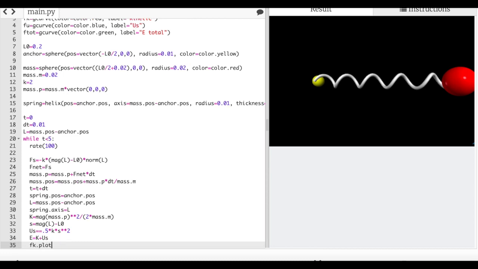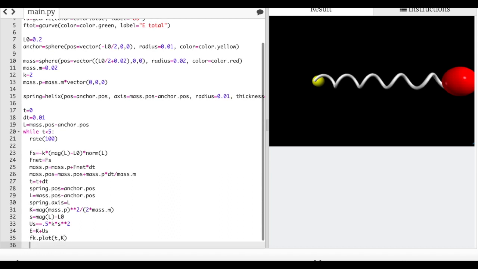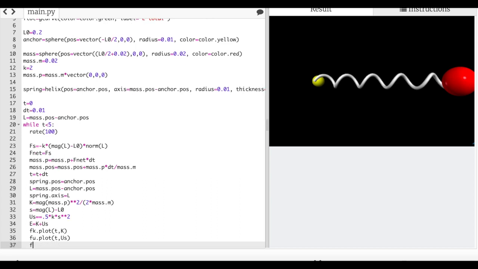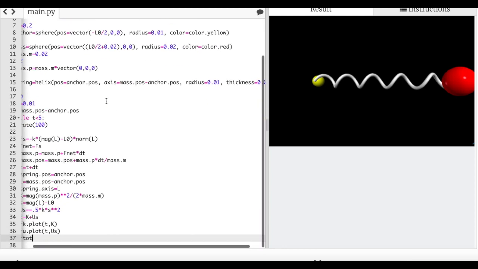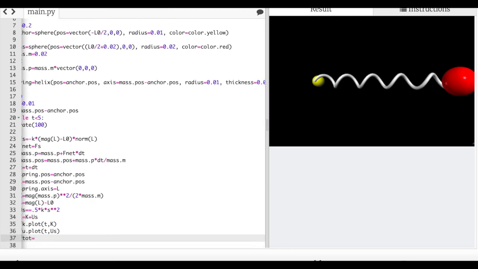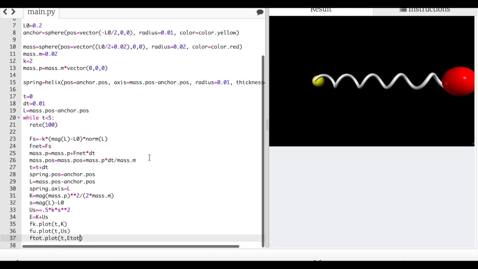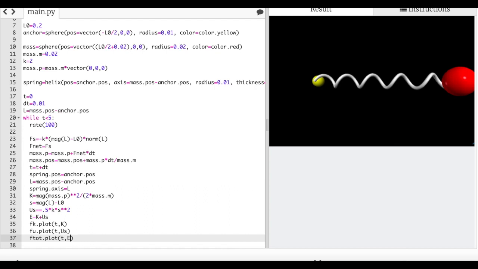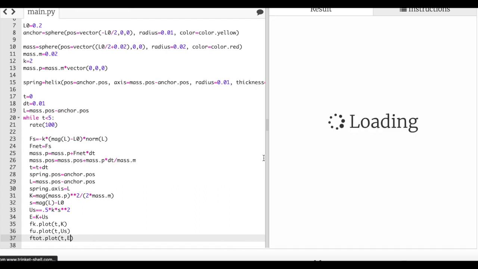fK.plot(t, K), fU.plot(t, Us), and then fE. Did I call it total? I've already forgotten what I called that. Wait, what did I call that? E. Let's call it E. Okay, let's run it.